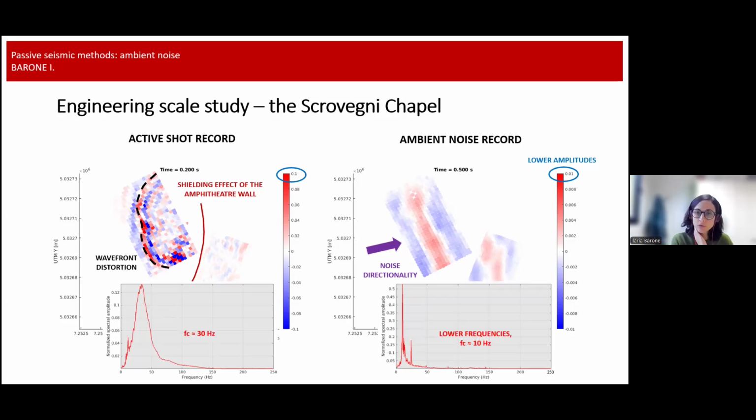Finally, what I want you to see is that in terms of frequency content, the active data is characterized by a central frequency of about 30 Hertz, while the passive data is characterized by a central frequency of about 10 Hertz. So we have somehow a complementary frequency content.